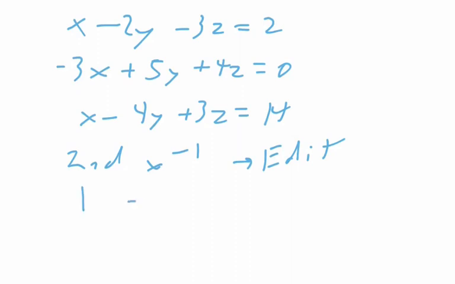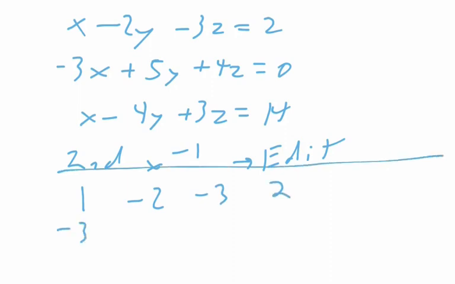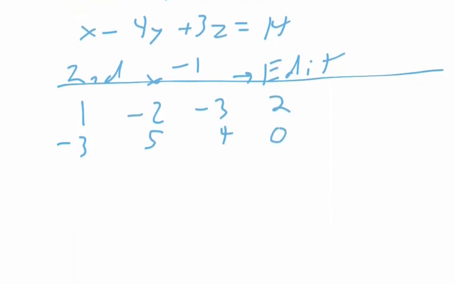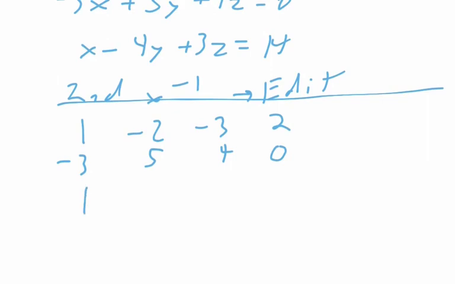a 1, a negative 2, a negative 3, and a 2. And then you want a negative 3, a 5, a 4, and a 0. And then a 1, a negative 4, a 3, and a 14. So when you get those in, then you're going to hit second mode.